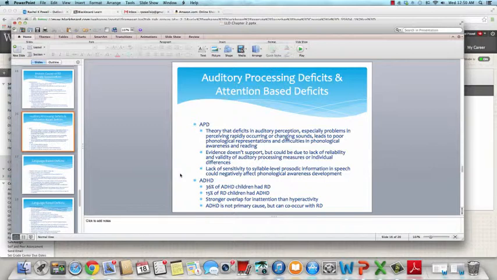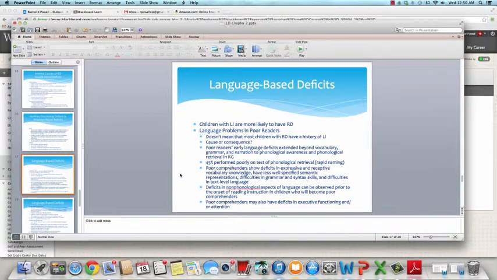So consideration needs to be given that if you have a child with these types of symptoms, are we getting the adequate instructional exposure that every other child is getting who has normal attentive behaviors and abilities? So finally, language-based deficits, of course. This book is written by a speech-language pathologist. It's called Language and Reading Disabilities, so it is going to take the theoretical stance that reading disabilities are language-based.